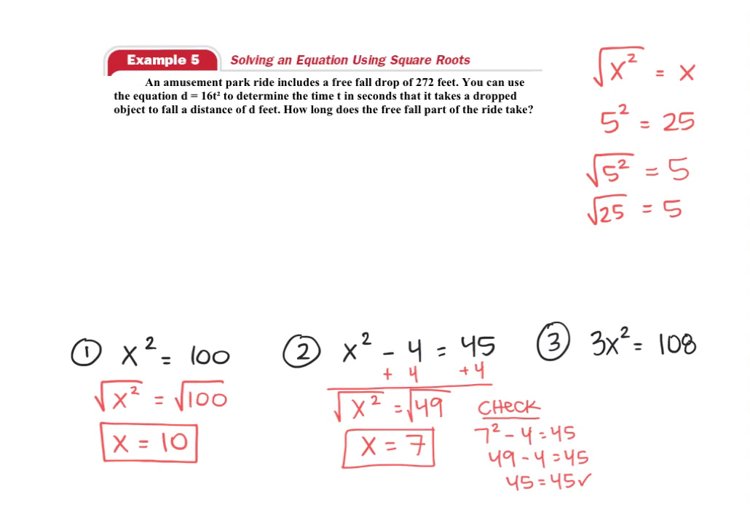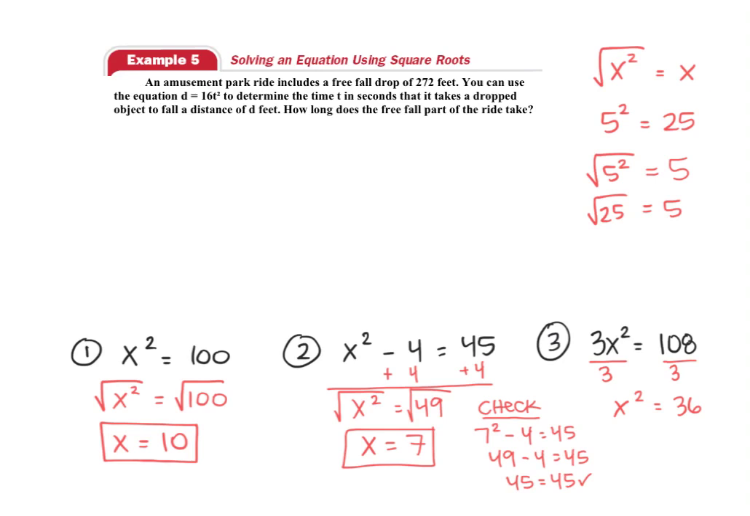We have 3x squared equals 108. So I want to get the x by itself. What operation's happening between the 3 and the x squared? Well, it's multiplication, so I'm going to start by undoing it with division. I'm going to divide each side by 3. That gives me x squared equals 36. You're welcome to use your calculators to make that division easier.